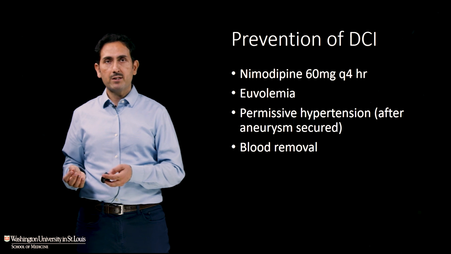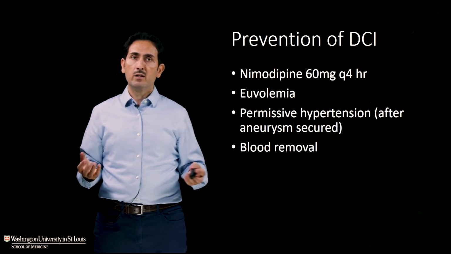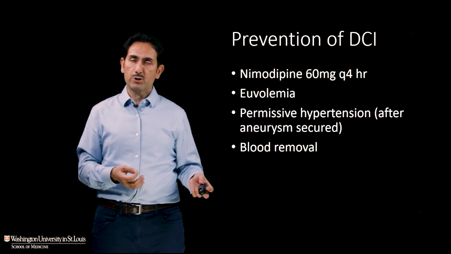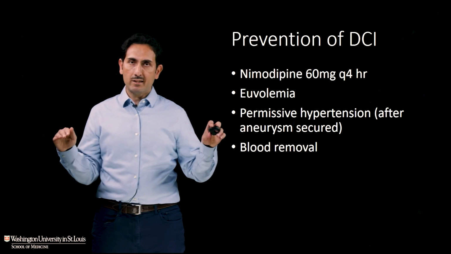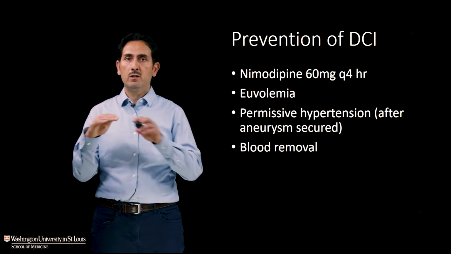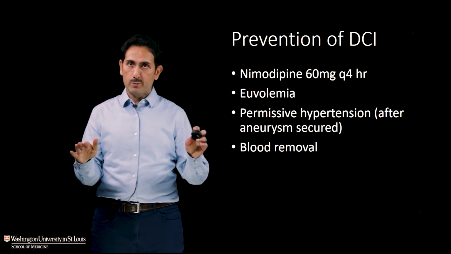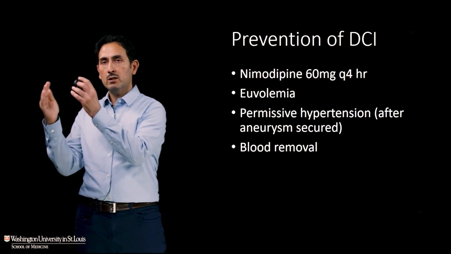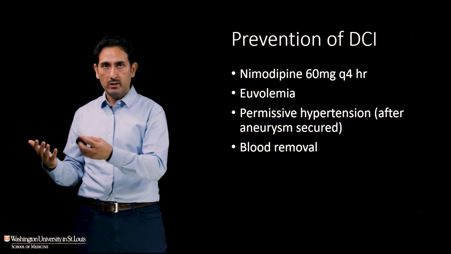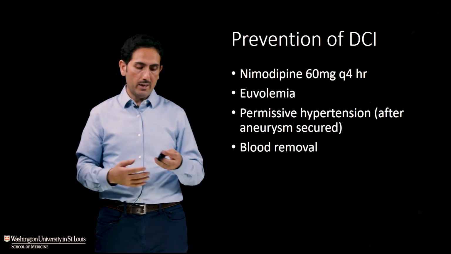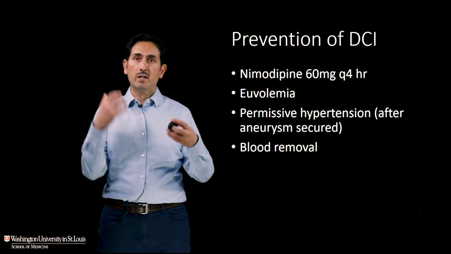How do we treat it and prevent it? Well, every patient should have nimodipine. It's a standard drug given to subarachnoid hemorrhage patients for 21 days. We maintain that volume status that we just talked about, maintain the sodium, allow the blood pressure to be relatively high as long as the aneurysm is treated. Before the aneurysm is treated, we keep the blood pressure down to prevent bleeding. After it's treated, we want it to run relatively high. And if you can, remove the blood that's in the brain.